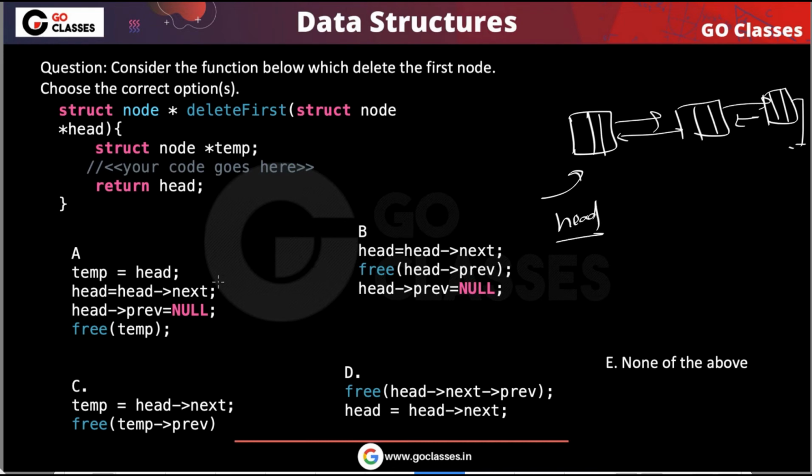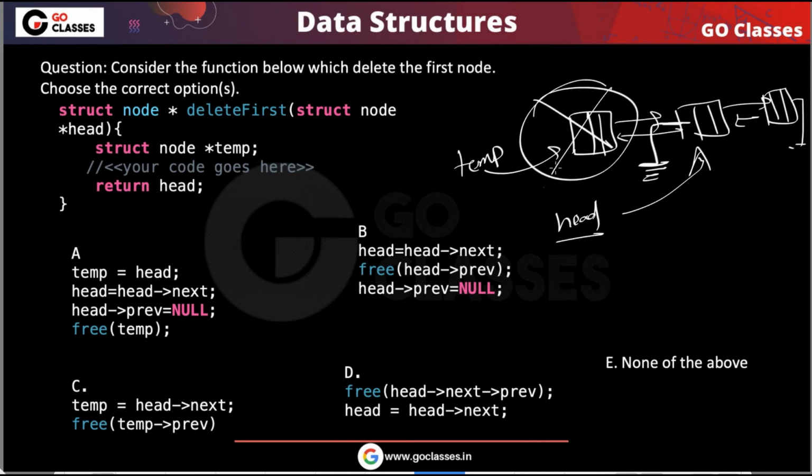So they are saying temp should point to whatever head is pointing to, and head should point to whatever head next is pointing to, which means head will start pointing here, and this link is now gone. And then they are saying that head previous equal to null. Yeah, that is also important. This has to be null, right? And then free temp. Yes, then this memory will be free.